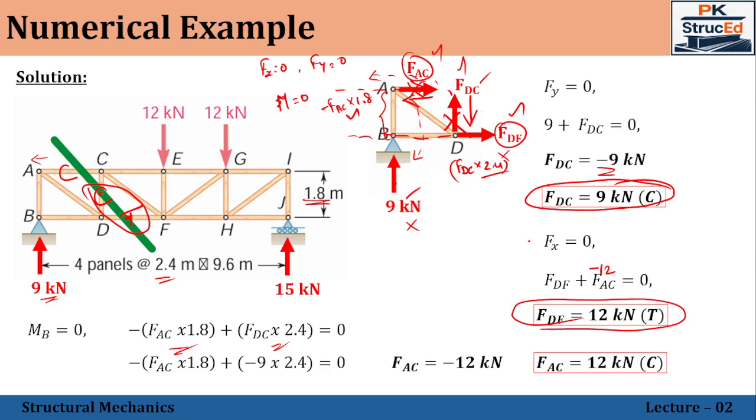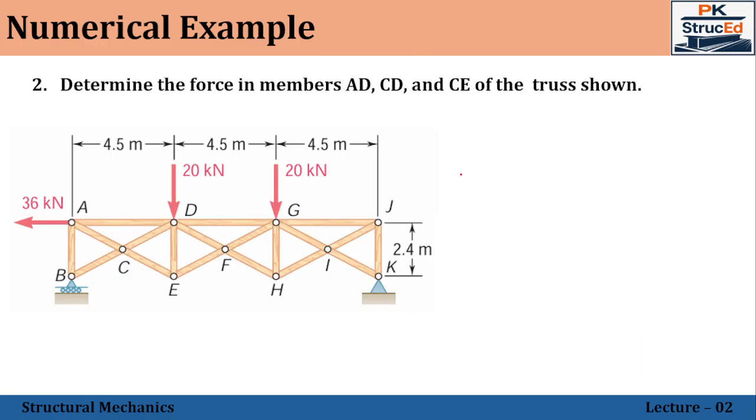Now you can see that in the method of joints, we will be going with each and every joint in order to solve for the member forces. But if specific members have been asked, rather than going with the method of joints, we can use the method of sections in a simplified manner. Next, let us move on to another example wherein 3 members are asked to be found.